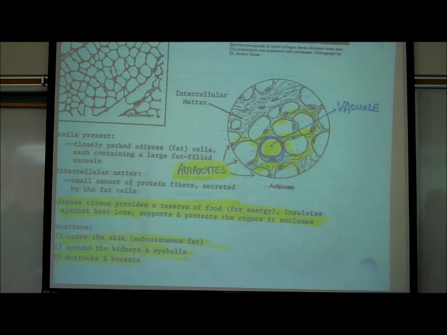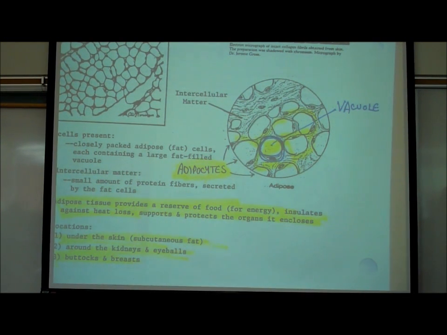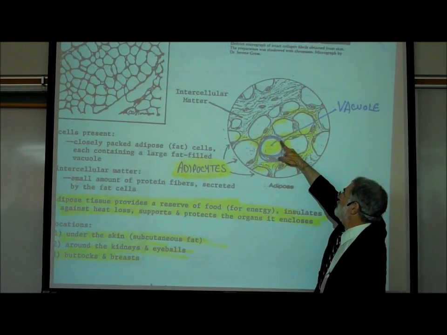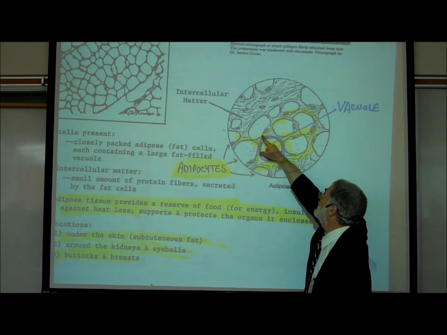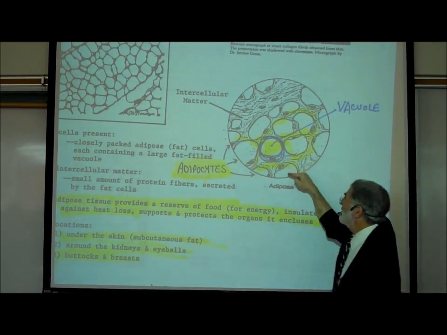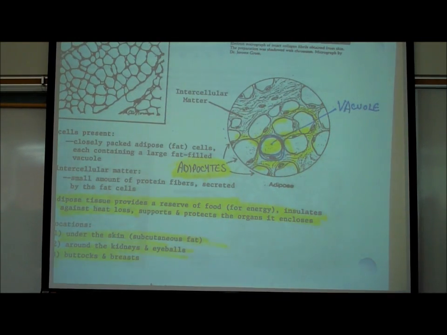Do we know what a vacuole is? It's a sac. We learned about vacuoles and vesicles back in section B, based on the size of the container, the membranous sac. The fat cells do manufacture and secrete a little bit of collagen, so there is a little bit of intercellular matter between the cells containing some collagen, but not a lot.